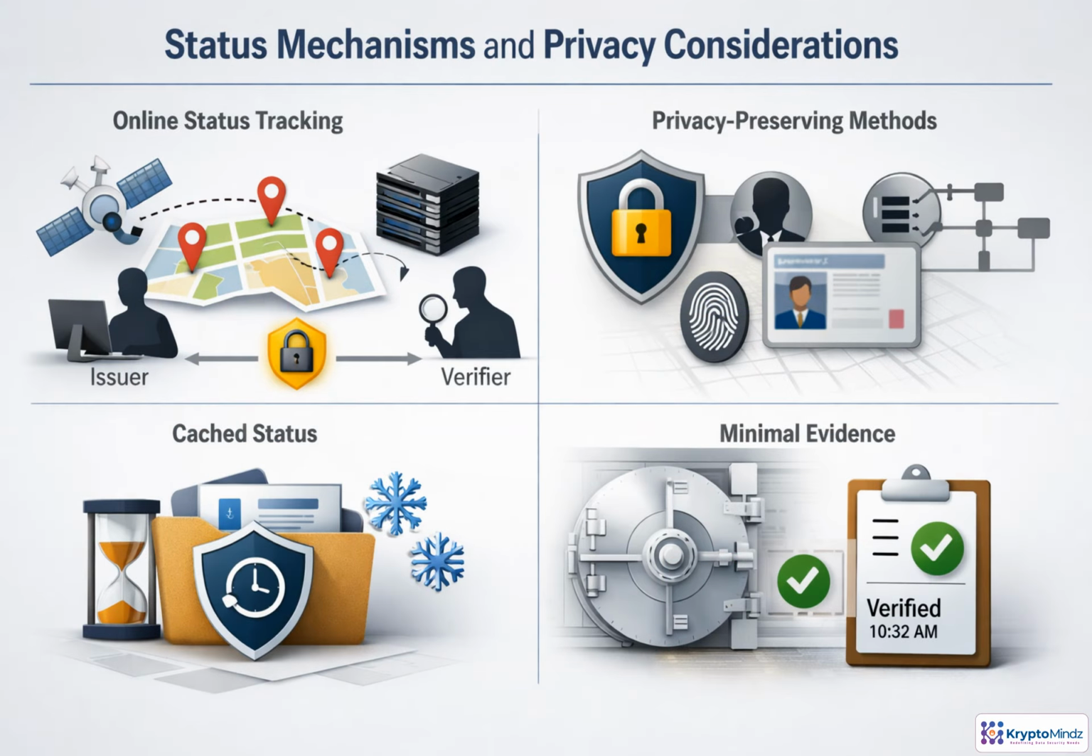Status checks always sit in a tension between freshness, availability, and privacy. If you call an online status endpoint for every presentation, issuers or intermediaries can learn where and when a credential is used. To reduce correlation, you can cache status lists, use short-lived credentials, or design anonymous privacy-preserving protocols. Whatever you choose, log and store only the minimum evidence that validation occurred, and align with privacy by design and GDPR expectations.